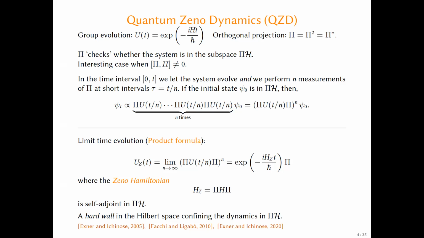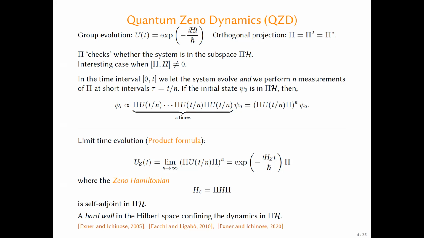Okay? And what is our interest? It is to send this number n to plus infinity. So we want to look at the system when we perform very frequent measurements in time. Okay? So what is the result?